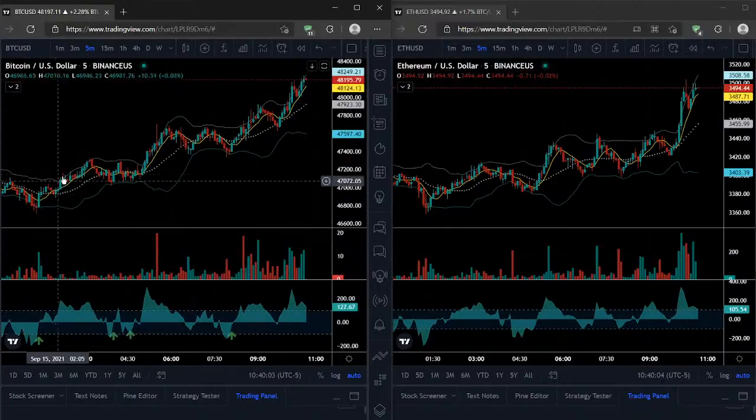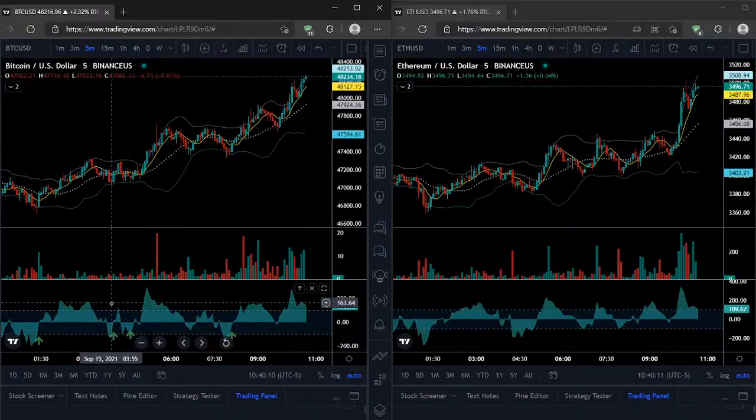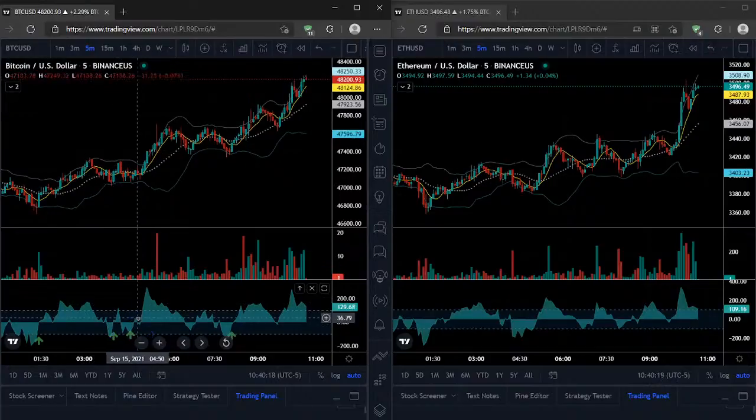Let's start with this one. What happened? Price went up. What happened with this one? Look, I'm just going to hover over the arrow here and look at what happens above. It went up for 5, 10, 15 minutes. Okay, then a little bit of whipsaw.